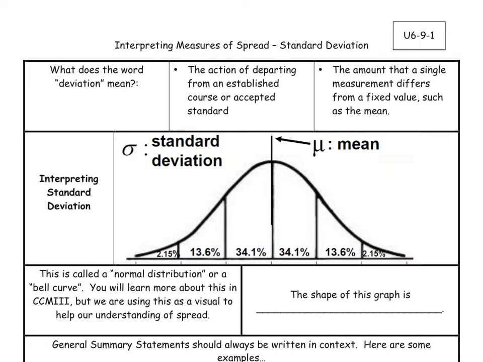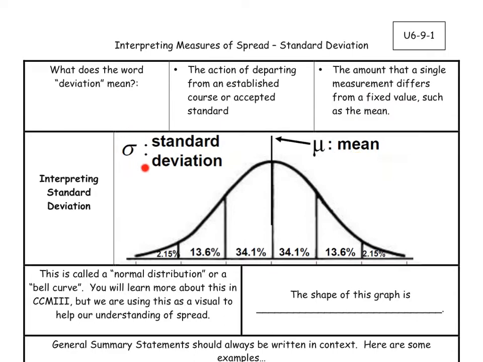Okay, what does the word standard deviation mean? Deviation is just the act of departing from the established course or accepted standard, and in math that means the amount a single measurement differs from a fixed value such as the mean. So for example, here's our mean, and we're trying to figure out how far, just like with mean absolute deviation, our points are from the mean.